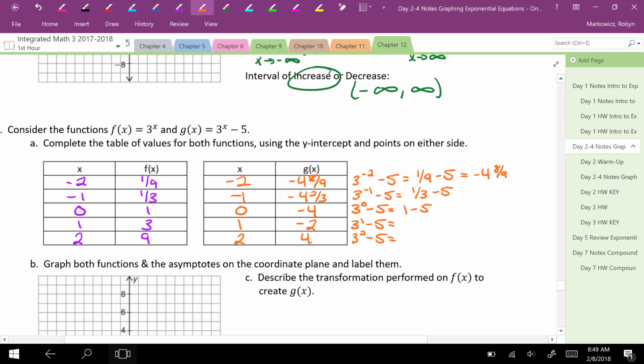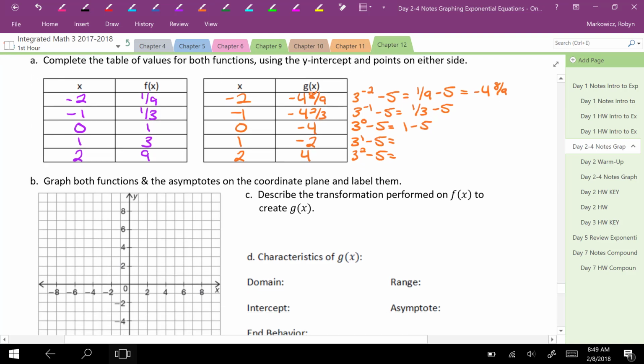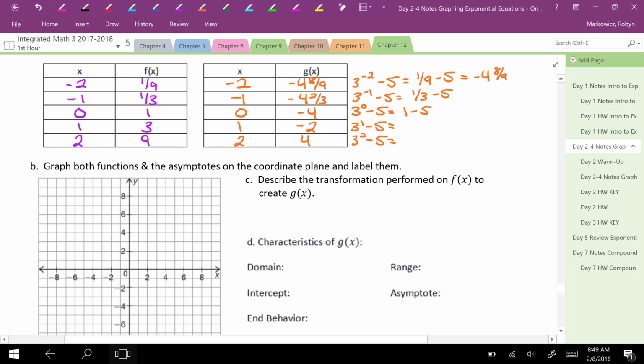9 minus 5 is 4. Okay? Guys, these ones you should be doing without a calculator. Yes? All right, plot your points and see if you can describe the transformation. Let's see if Ashley was right. Ashley, are you right? Plot your graphs, plot your points, draw your functions, and describe your transformation.